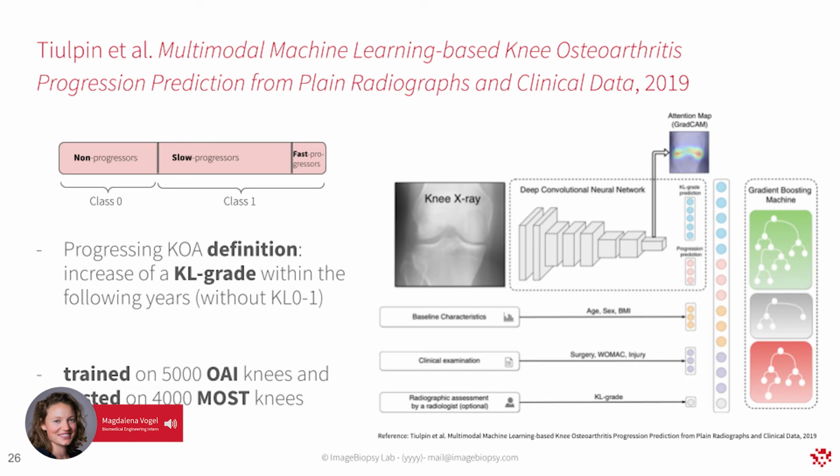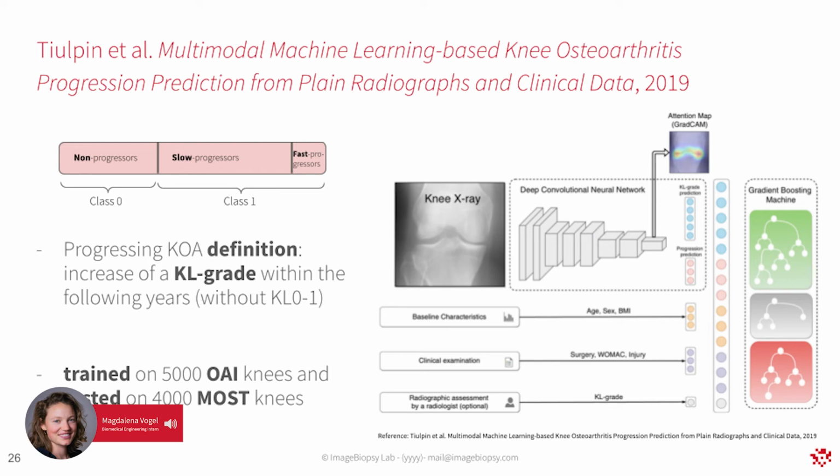And they had as well a different definition of the progressing knee osteoarthritis, because they used the KL grade for this. And they said if the KL grade of the patient increases in the following years, it's a progressing patient. But only if it's not from 0 to 1, because this is too little to be a progressor. They also trained on OEI and MOST knees, but they split this up, so they only trained on OEI and tested on MOST.